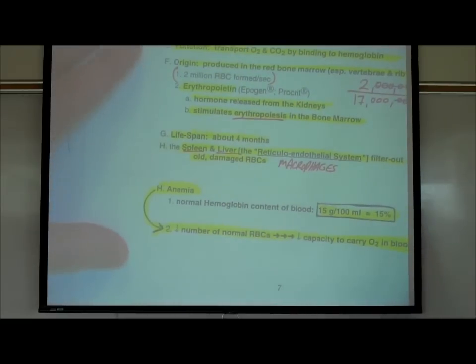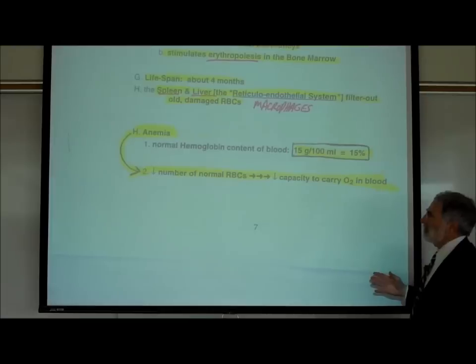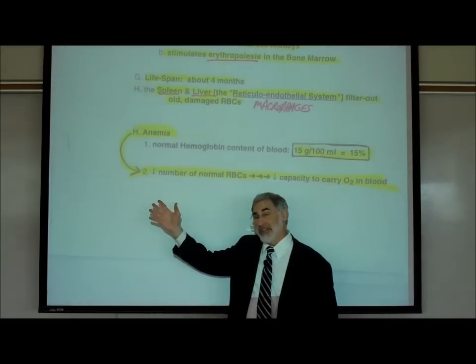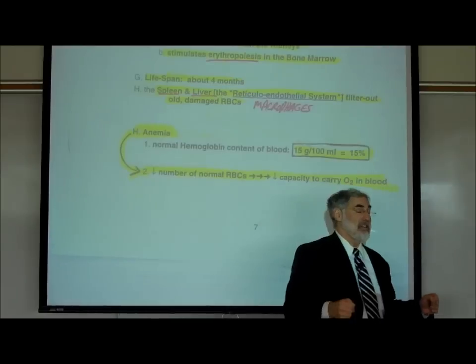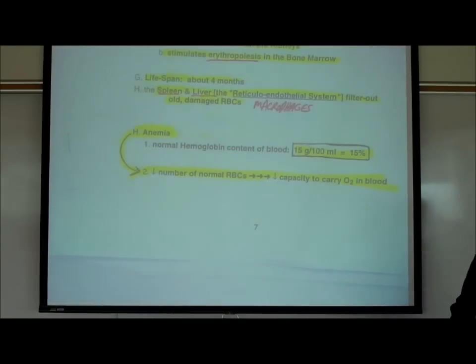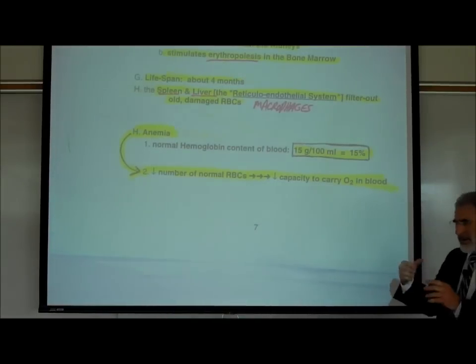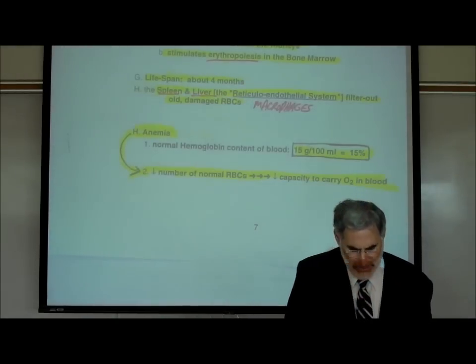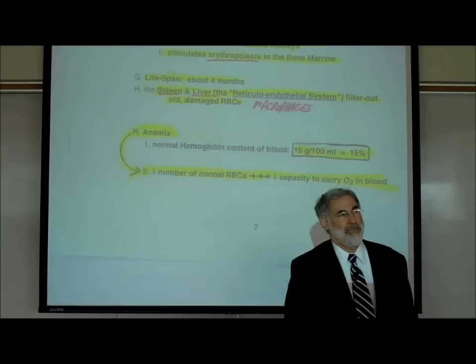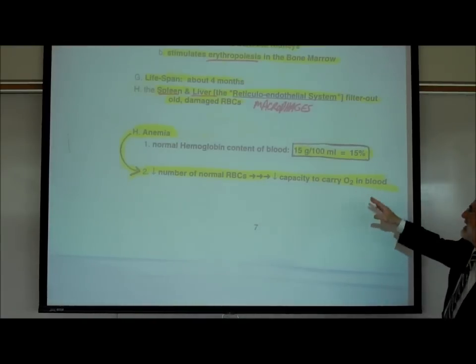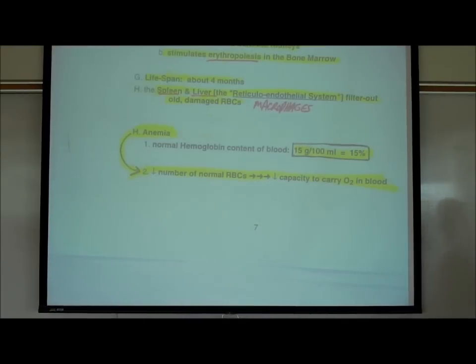On the bottom of page 7, anemia. The definition of anemia is a decreased number of normal red blood cells. And if you have fewer normal red blood cells than you should, then you have a reduced capacity to carry oxygen in your bloodstream.